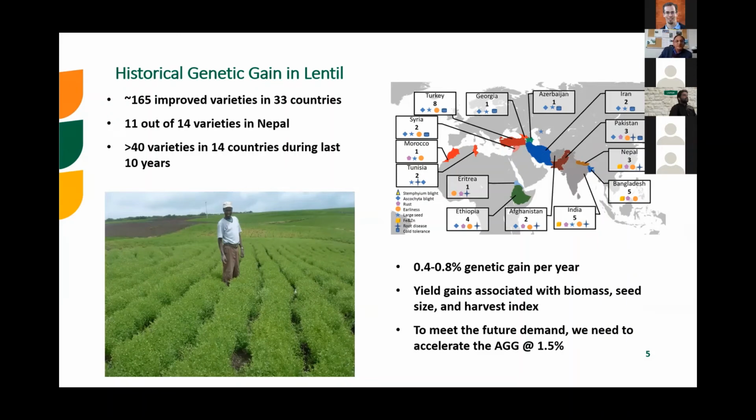As far as Nepal is concerned, where 14 varieties are released, 11 have come from the direct release of our international nurseries. In the last 10 years, we have released around 40 varieties in 14 countries. And as far as Nepal is concerned, we have released 3 varieties there. These varieties are not only high yielding, but also very early in maturity. They also have resistance to some of the major diseases. At the same time, they are also enriched in micronutrients. That is how they become one of the most successful stories for Nepal.